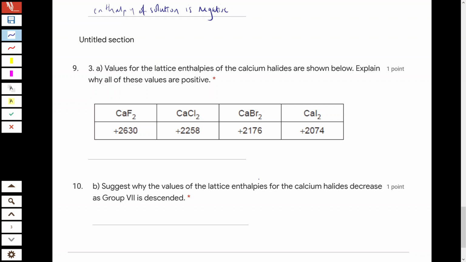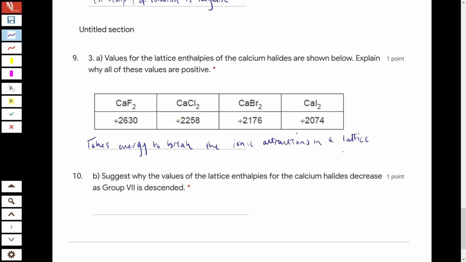Basically, if you think about what lattice enthalpy actually is, it's breaking apart the lattice into gaseous ions. So for 1 mark, all you're having to say is that it takes energy to break the ionic attractions or interactions or bonds in a lattice. So you're describing why it's endothermic in terms of needing to put energy in. You need to put the energy in to break the bonds apart.